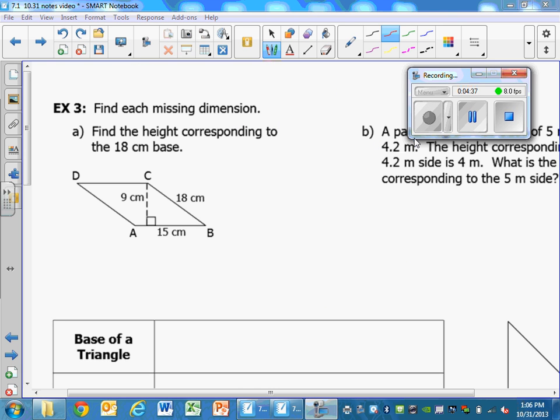Now when you flip your paper over, you'll see example 3, letter A. We're going to be doing all of these as homework. I want you to give them a try. It says find the height corresponding to the base of 18. So if this is your base, you have to envision this thing sideways to figure out what your height would be. So I'm going to let you try A and B on your own, and we will check that tomorrow.